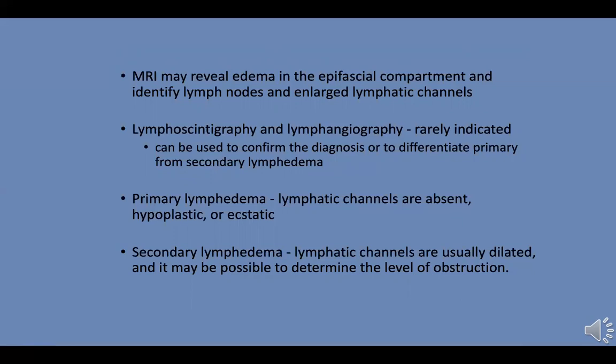Lymphoscintigraphy and lymphangiography are rarely indicated, but they can be used to confirm the diagnosis or to differentiate primary from secondary lymphedema. In primary lymphedema, the lymphatic channels are absent, hypoplastic, or ectatic. In secondary lymphedema, lymphatic channels are usually dilated, or it may be possible to determine the level of obstruction.